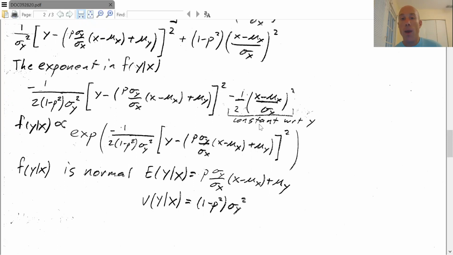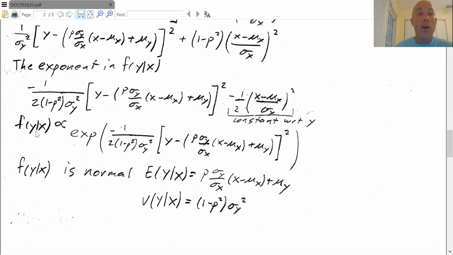Okay, so now I can see that here I'm subtracting off a constant, right? Well, if I'm subtracting off a constant and it's inside an exponential, that means that it's effectively multiplying by a constant. So this part is going to be constant with respect to y. I can actually factor that out of the density by the property of exponentials.